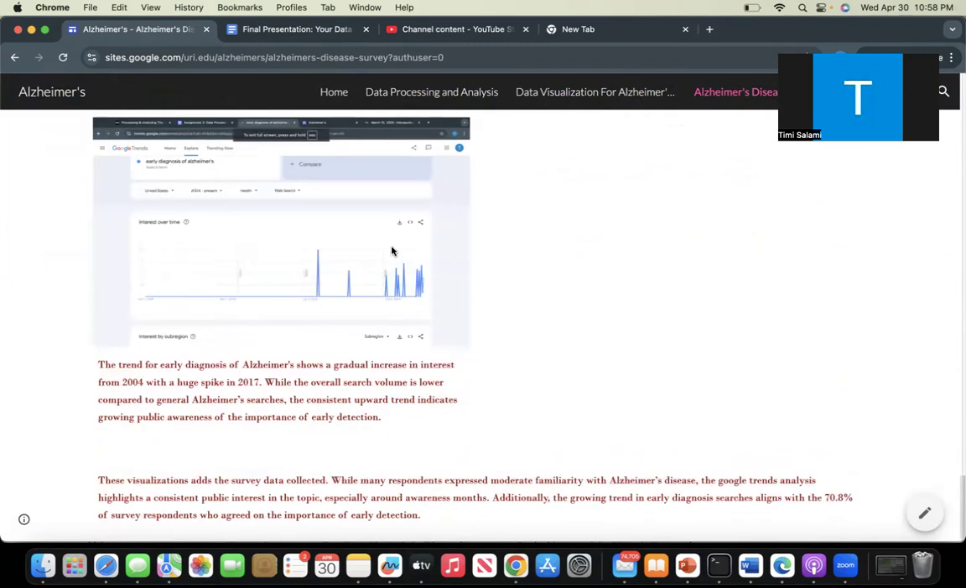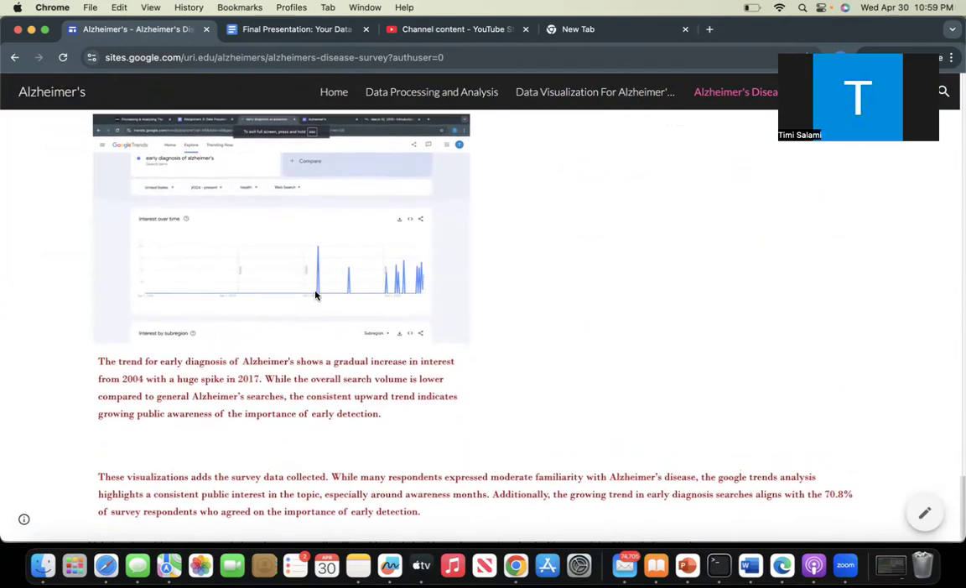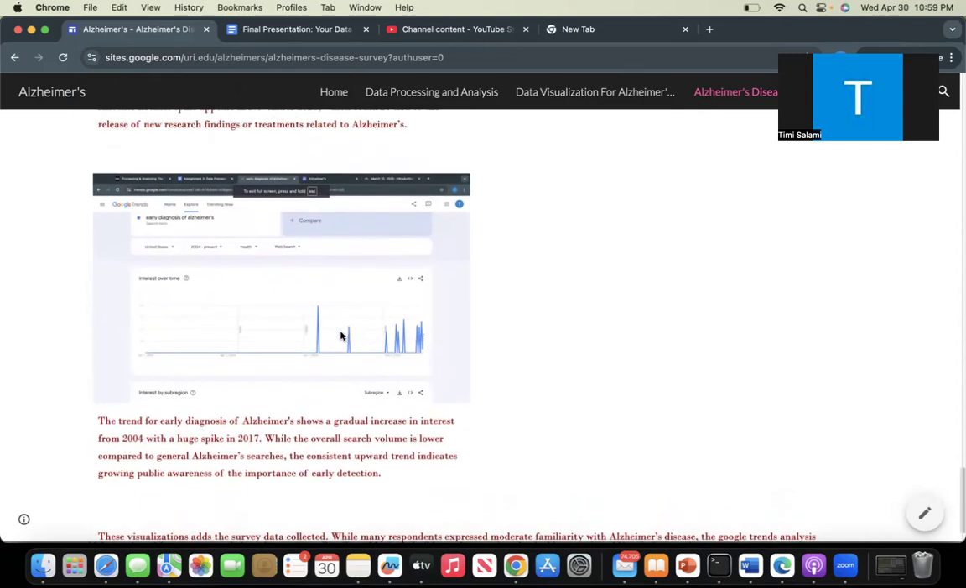So this page shows the Google Trends, which spiked in early mid-November, which is Alzheimer's Awareness Month. And it shows public interest because of Alzheimer's Awareness Month, which significantly spiked around mid-November.